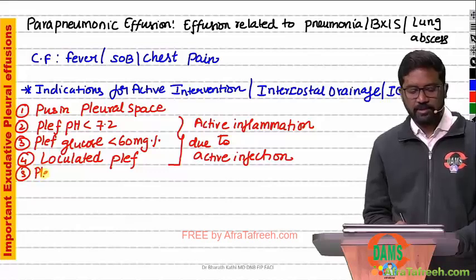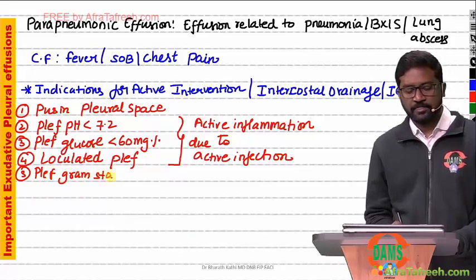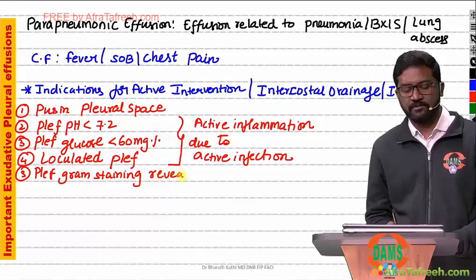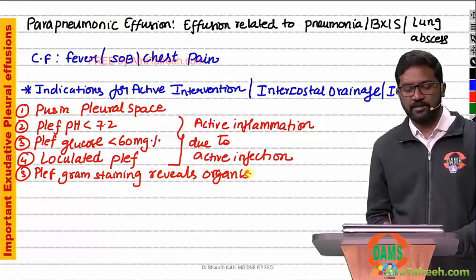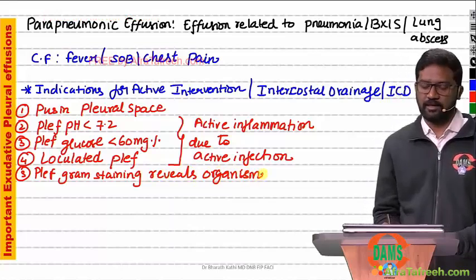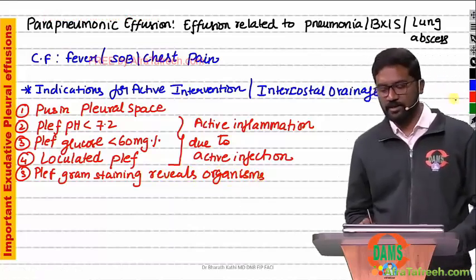Then pleural effusion gram staining reveals plenty of organisms. It means again the fluid is actively infected. Any active infection should be immediately removed.